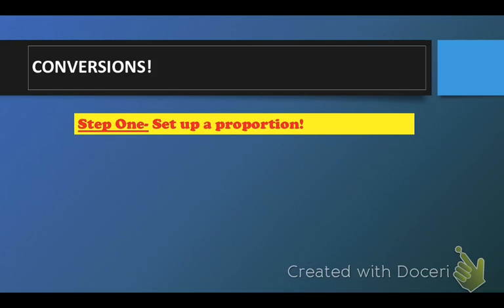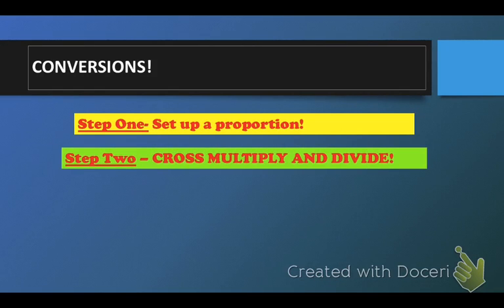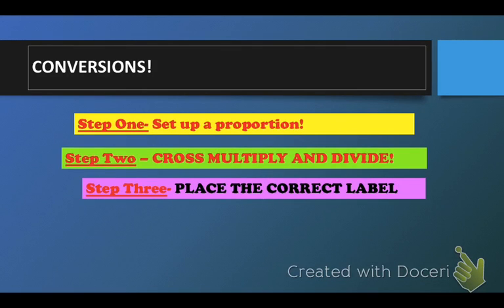So, conversions. How are we going to do them? Well, number one, we're just going to set up a proportion. Then we're going to cross multiply and divide just like we solve any other proportion. And finally, we're going to place the correct label. That's very important in this one. You have to make sure you have the correct label. But I do need to show you a few things. How are you going to set up these proportions?